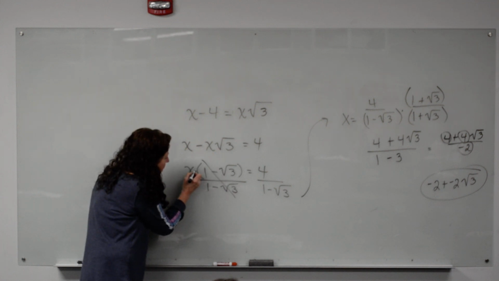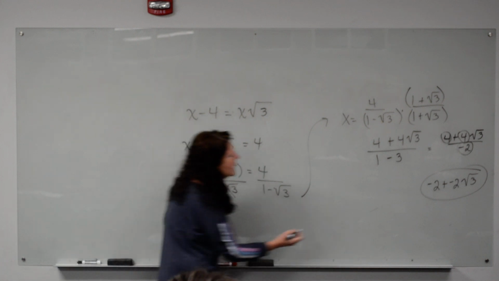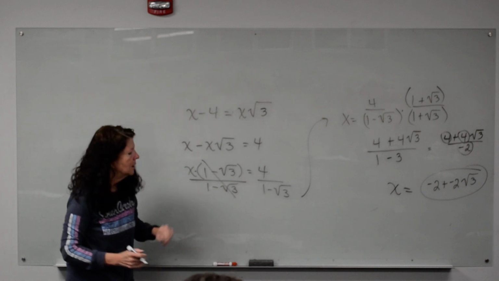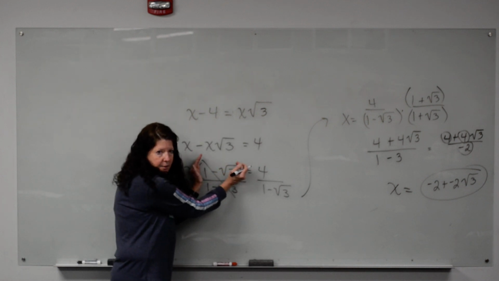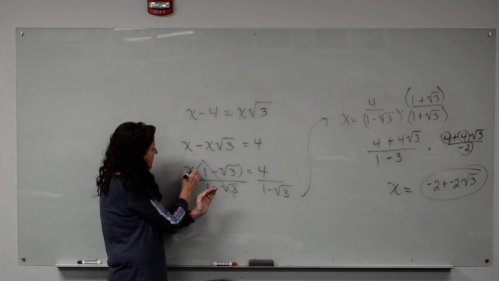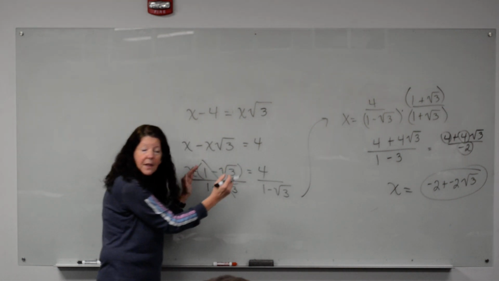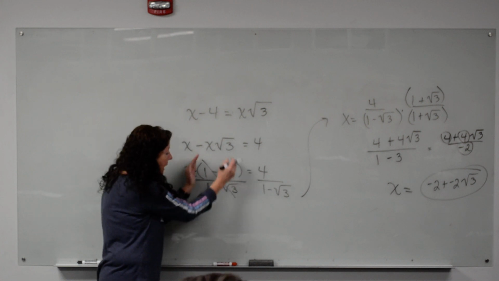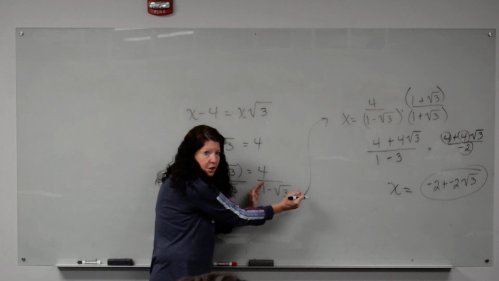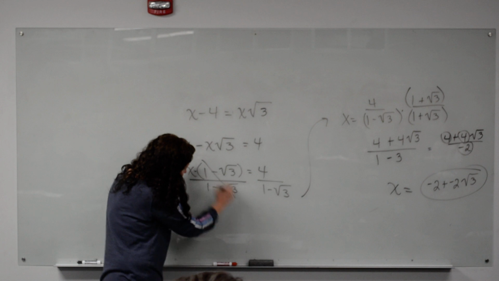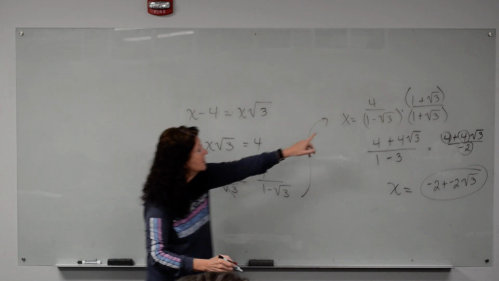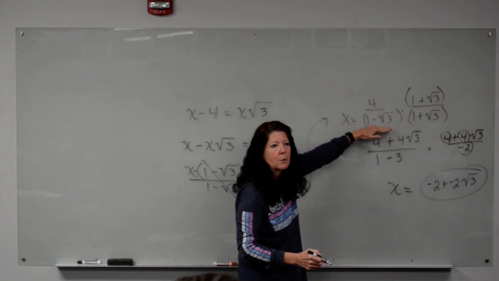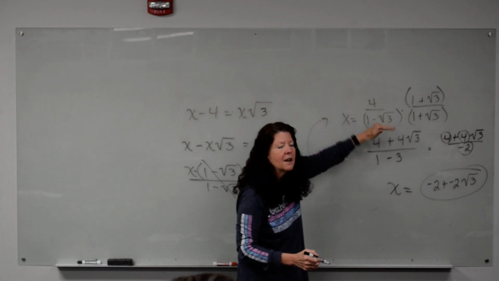Well, this is multiplied by the x. Remember, at the end, I want x equals something. So this is keeping that x from being by itself. If this is multiplied by the x, the way that I get rid of it is I divide, okay? What I do to one side, I have to do to the other side. This crosses out. I'm just left with the x, and I have 4 over 1 minus the square root of 3. Why can I not leave it like that?